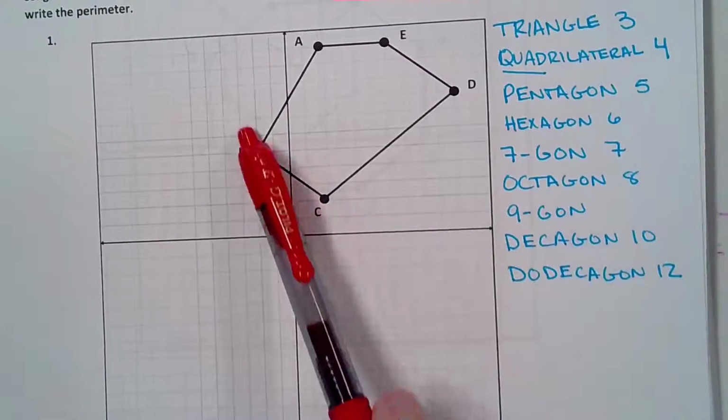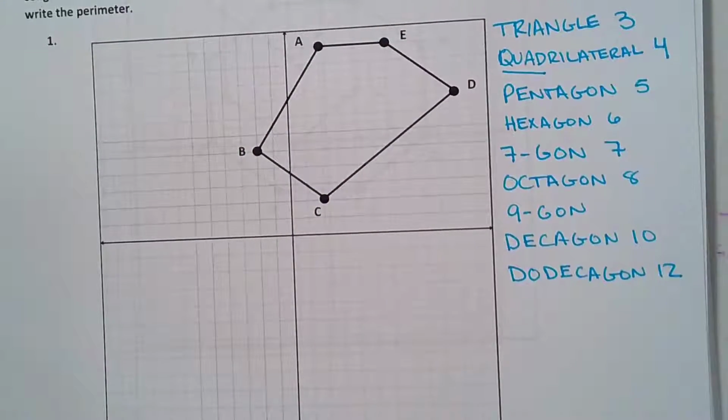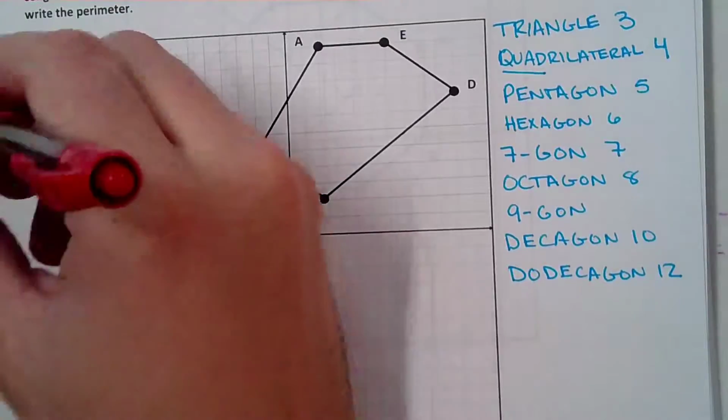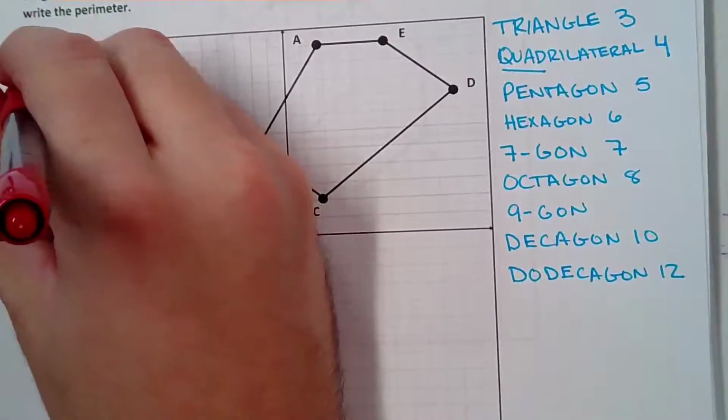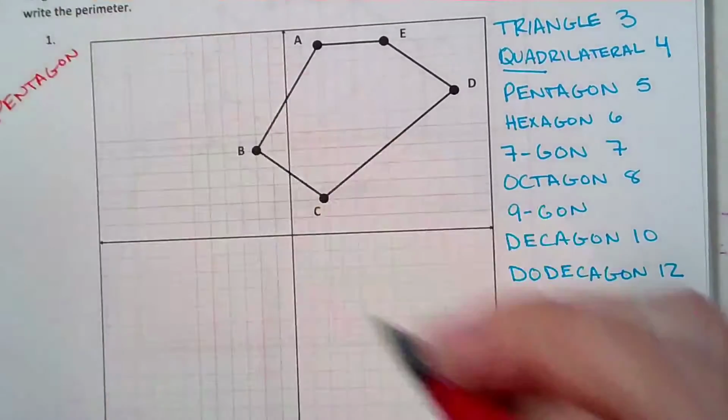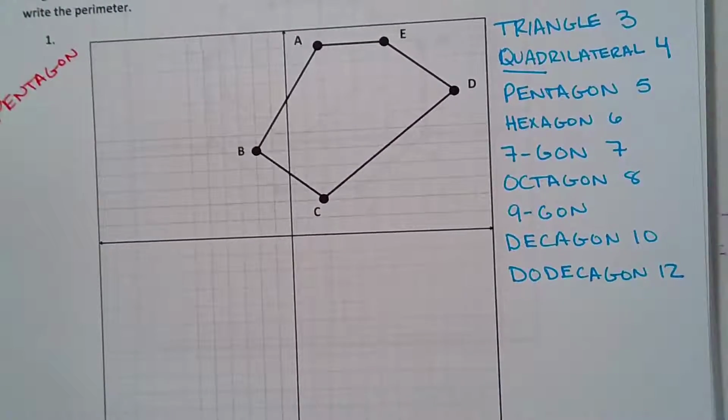So, pop quiz. Which one is this? Pentagon, because it has 5 sides. Then it says, tell whether the polygon is convex or concave. So here's convex and concave in a nutshell, okay?